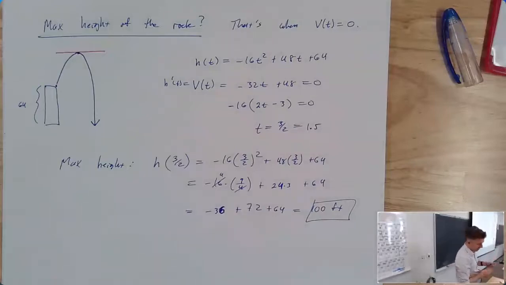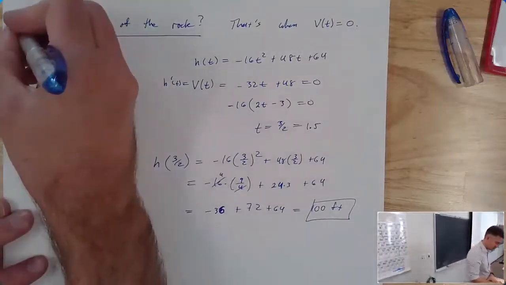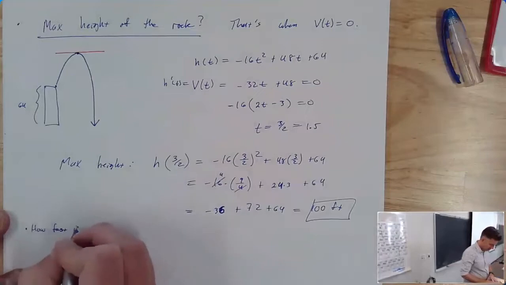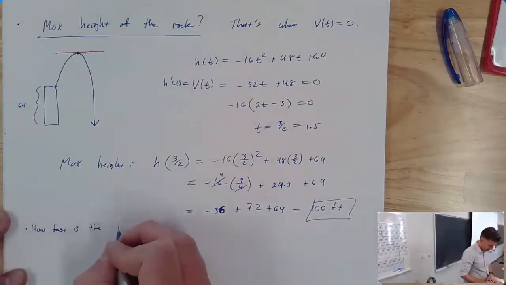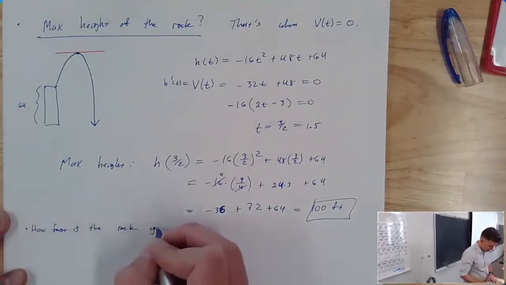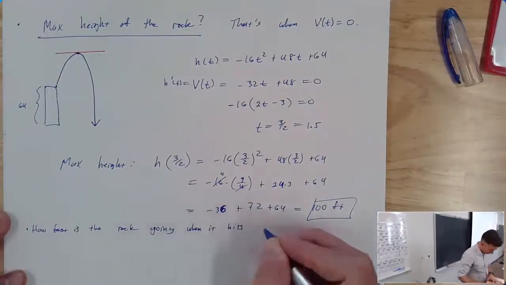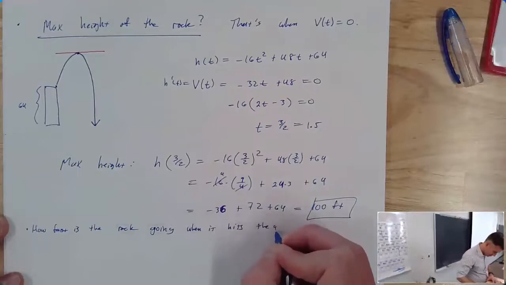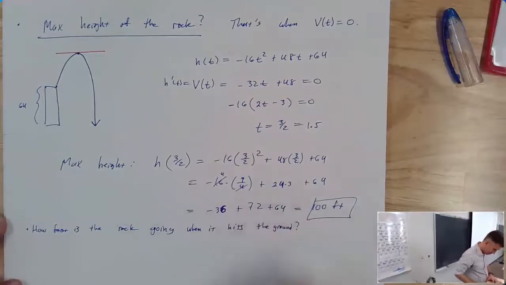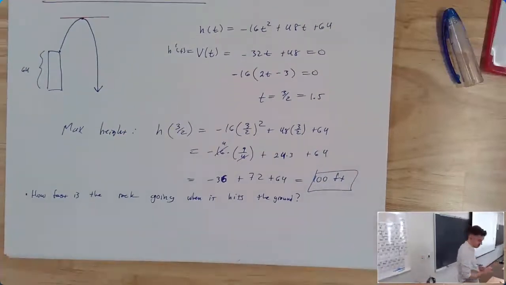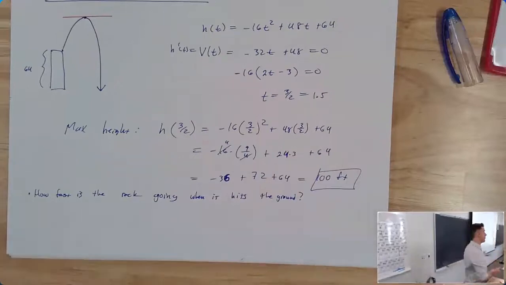The other question we like to ask is, how fast is the rock going when it hits the ground? And no, the answer is not 0. It's going 0 right after it hits the ground. But if it was going 0 when you hit the ground, then falling wouldn't be a problem. Right? But it is. So same sort of deal.